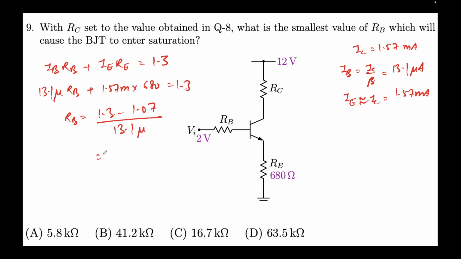So this will come out to be 0.23 divided by 13.1 micro. Just a second. It's coming out to be 17.017 divided by 10 to the power minus 6. So this answer should be around 17K approximately. I have made some assumptions here. So option C is the correct one.